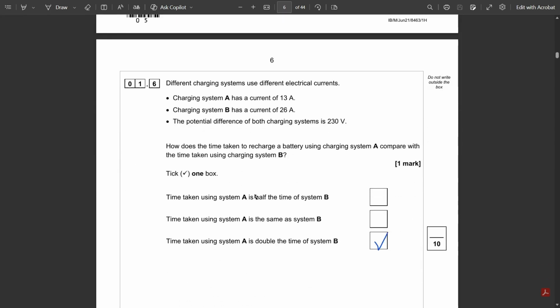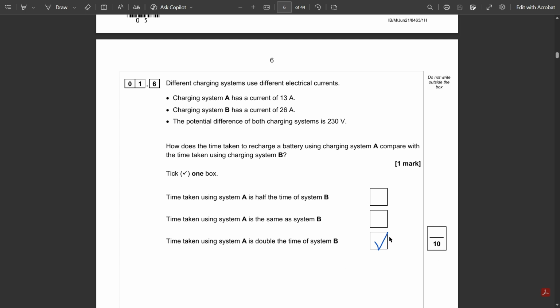Then for 1.6, different charging systems use different electrical currents. How does the time taken to charge a battery using charging system A compare with the time taken using charging system B, where A has a current of 13 amps and B has a current of 26 amps, and they both have a voltage of 230? Well, this one's actually rather complicated if you want to do it mathematically. The options are half, the same, or double.